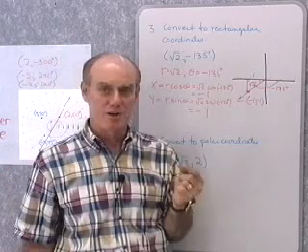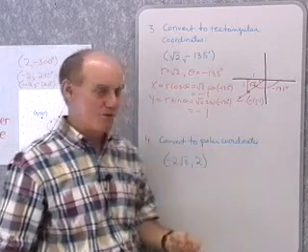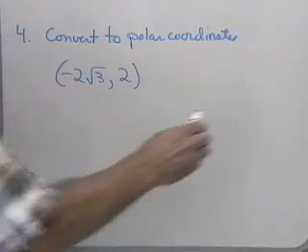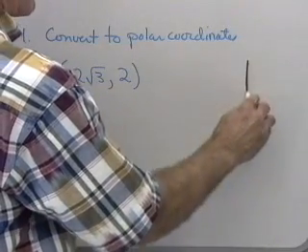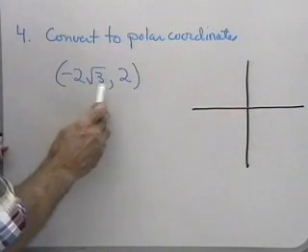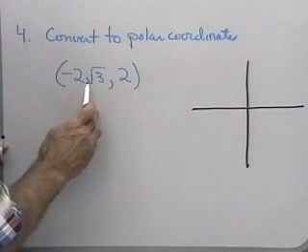The next problem, I want to take rectangular coordinates and convert to polar coordinates. So I have negative 2 square root 3 and 2. Okay, let's draw a little picture of this. This will be in quadrant number 2, negative 2 square root 3 and 2.